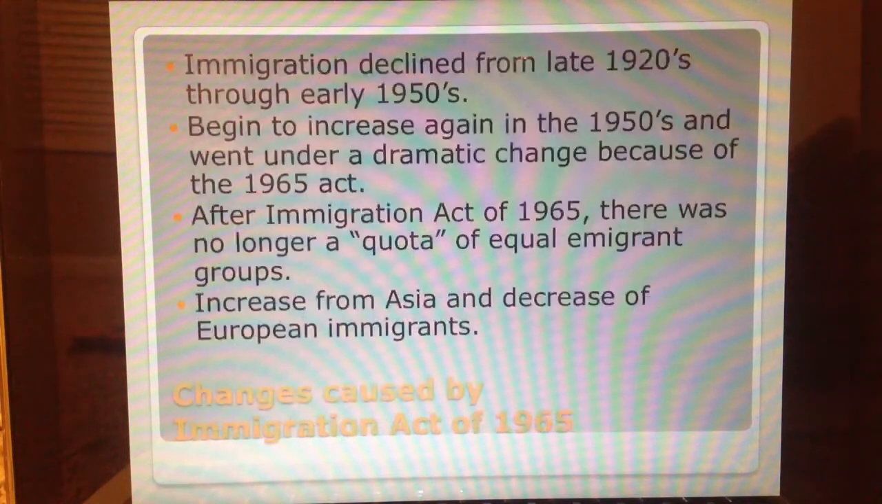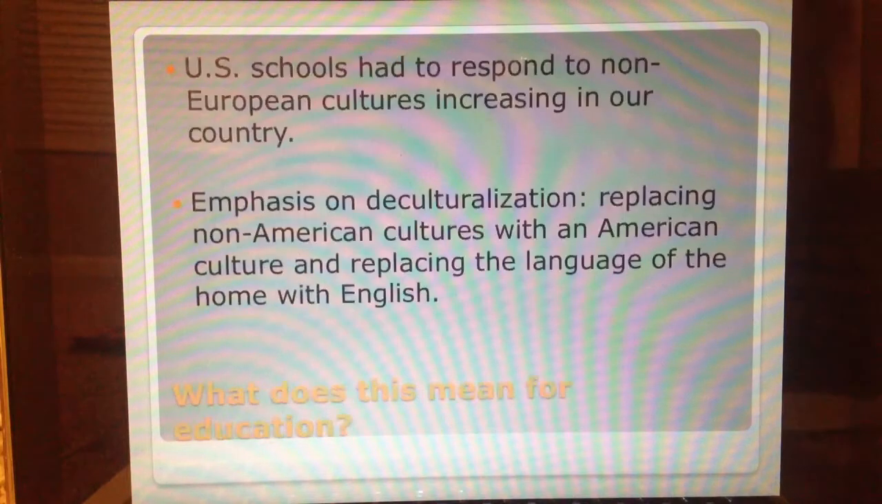Okay, so there were some changes, and in 1965 we had another Immigration Act. Because immigration had declined from the late 1920s through the early 1950s, we decided to change, and there was no longer a quota. There was another increase in immigration in the 1950s, and because of the 1965 Act, we've seen much more of an increase, especially from Asia. We've also seen a decrease of European immigrants during this time.